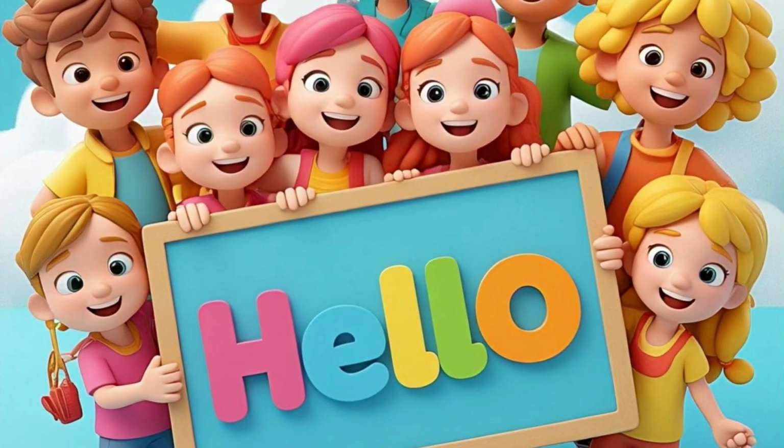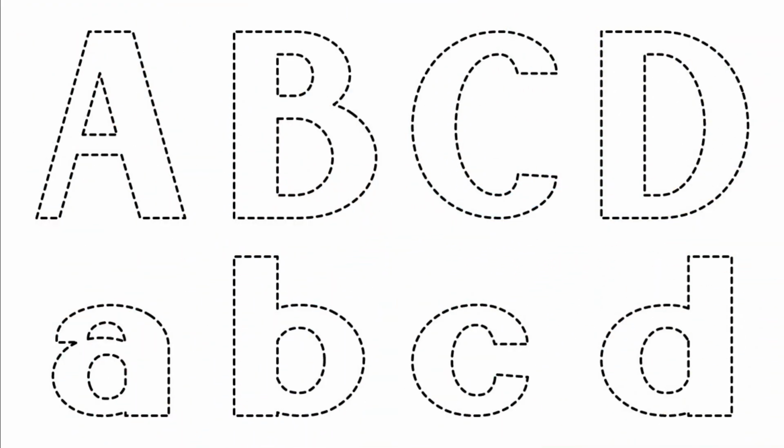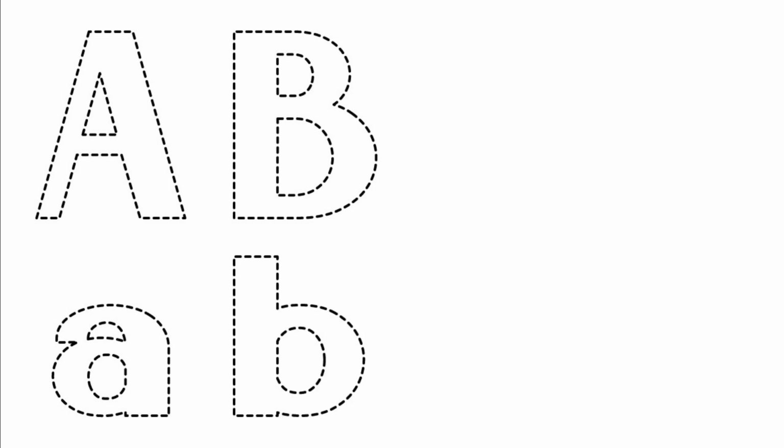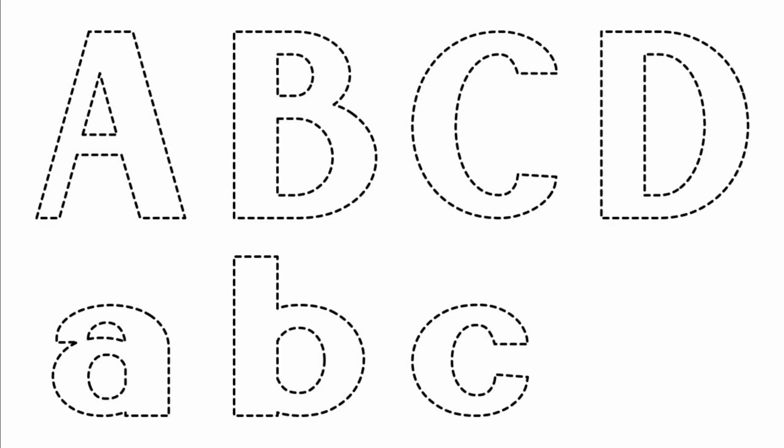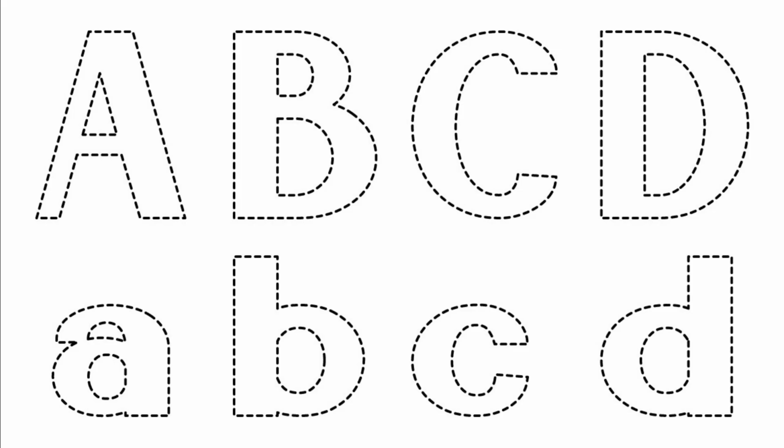Hello kids, it's Shazi. Today, we learn the alphabet letter A to Z. Uppercase A. Lowercase a. Uppercase B. Lowercase b. Uppercase C. Lowercase c. Uppercase D. Lowercase d. Let's trace and paint them together.